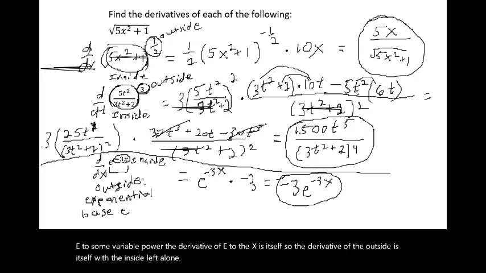So it was a small function composition, but anytime you have e to any power other than just x, it does require the chain rule, where the outside function is the exponential of base e, and the inside function is that exponent.